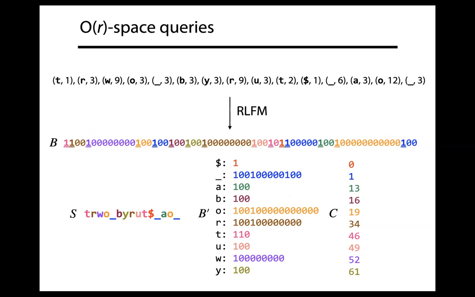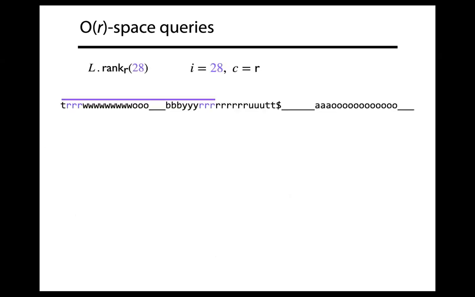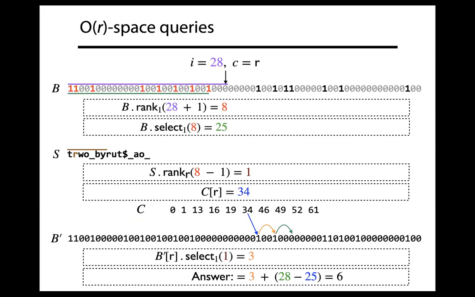And if we take those data structures, throw out the original text and just keep these, we can answer rank queries. So for example, if we want to answer this rank query, which is asking how many R's are there up to but not including offset 28, well, I'm just showing you visually one way we could compute it, which is we could scan and find that there are 6 of them. But using these data structures that I showed you on the previous slide, we can do it this way.